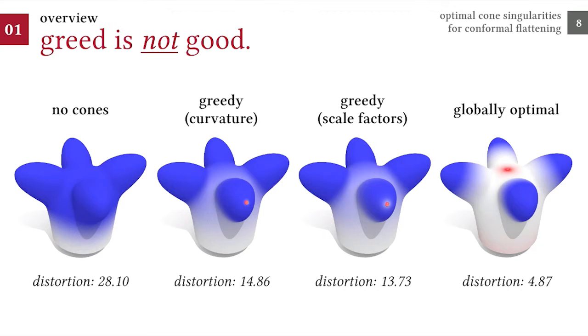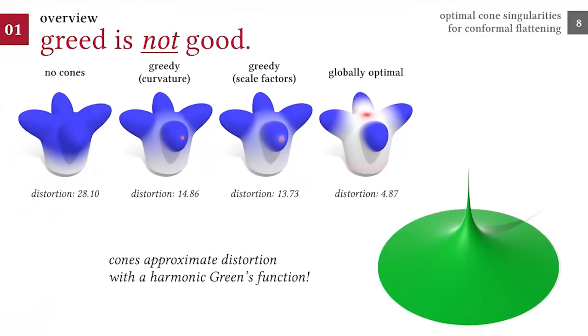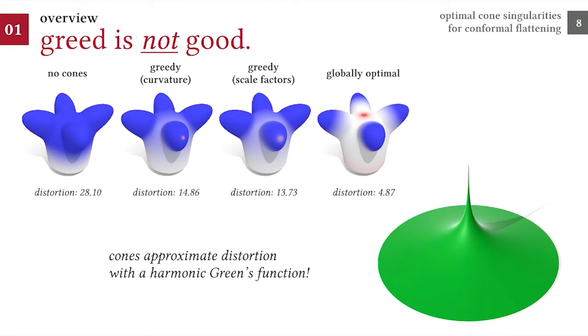Well, an observation from our work is that greedily placing cones according to, let's say, peaks of curvature or conformal scale factors is not a good idea. These optimal cones can end up in seemingly unintuitive places that might even be completely flat. To understand why this is the case, I'll just point out that adding a cone singularity is like approximating your distortion with a harmonic Green's function. These long tails really are significant, and you have this really global optimization problem.